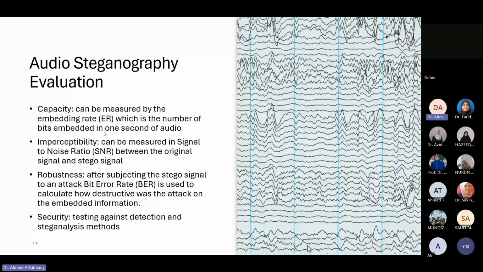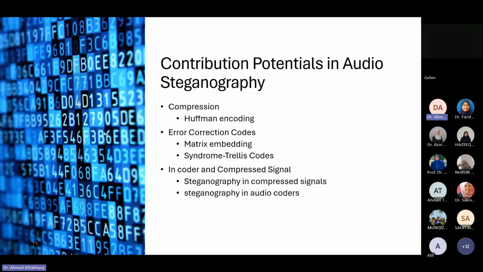Finally, in this slide, we are giving the most important directions regarding steganography. The compression is a great direction. Any compression method can be used to improve the capacity and the transparency, or the imperceptibility.